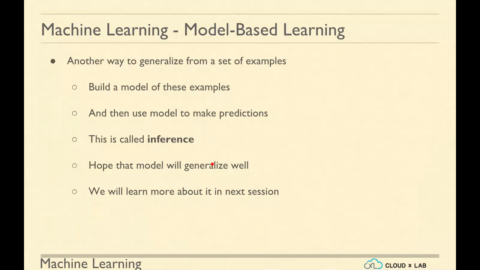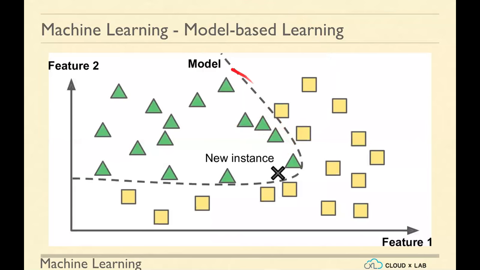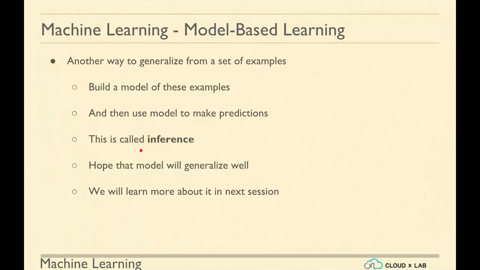Okay, so another way to generalize is in the form of examples. Build a true model of things, a mental map, instead of just keeping a list of things and trying to match. Build a proper discriminator: the line that discriminates spam and not spam is basically a curve. We basically drew, smartly, a curve defining the boundary between spam and not spam. So another way to generalize is to form, from a set of examples, a model of these examples, and then use the model to make predictions. This is called inference. Hope that the model will generalize well, and we'll learn more about it in the next session.